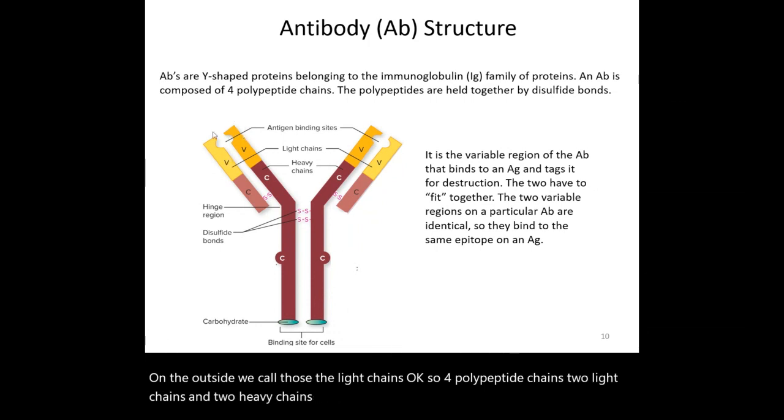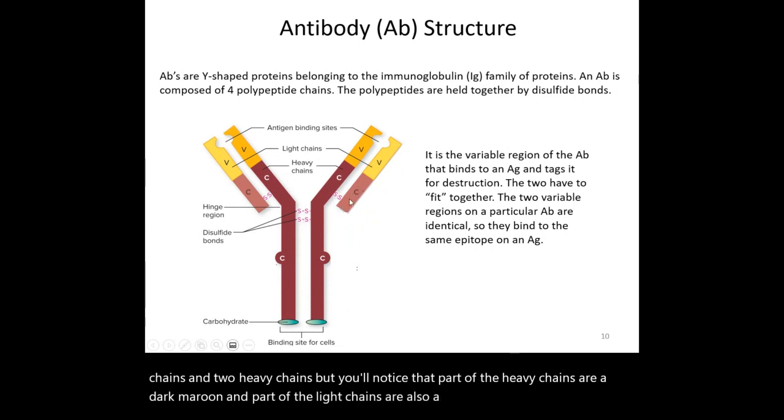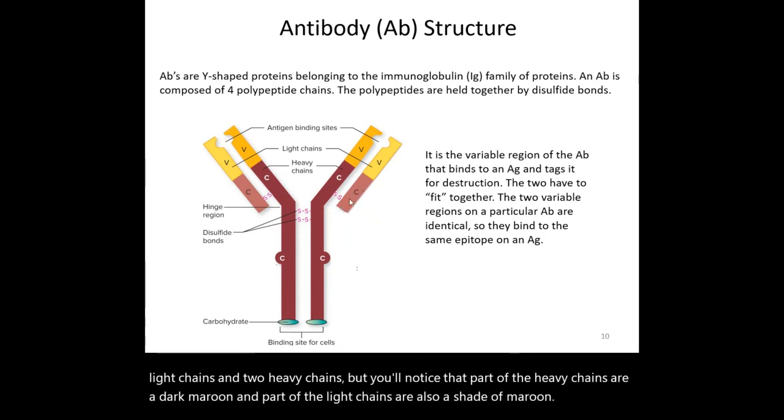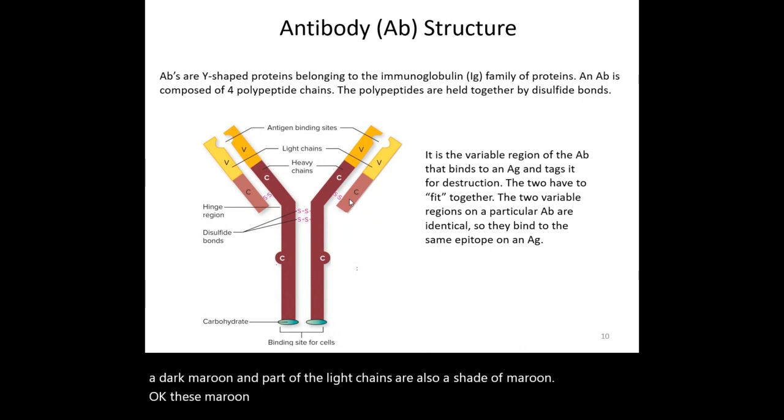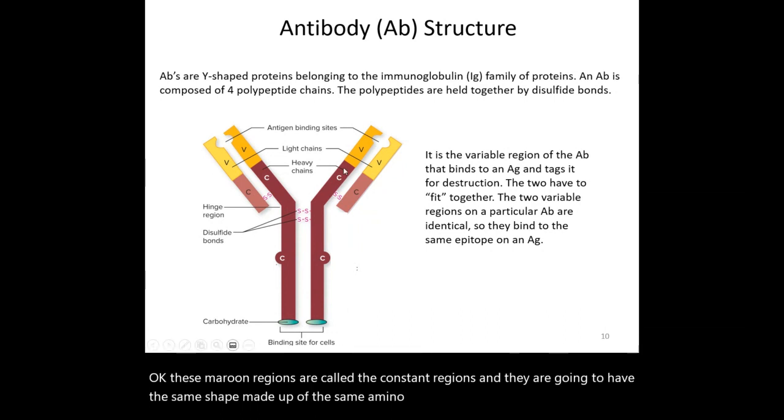But you'll notice that part of the heavy chains are a dark maroon, and part of the light chains are also a shade of maroon. These maroon regions are called the constant regions. They are going to have the same shape, made up of the same amino acids, in contrast to these yellow goldish regions, which are the variable regions.